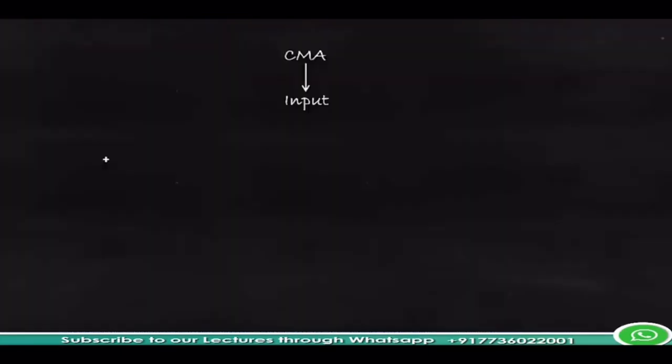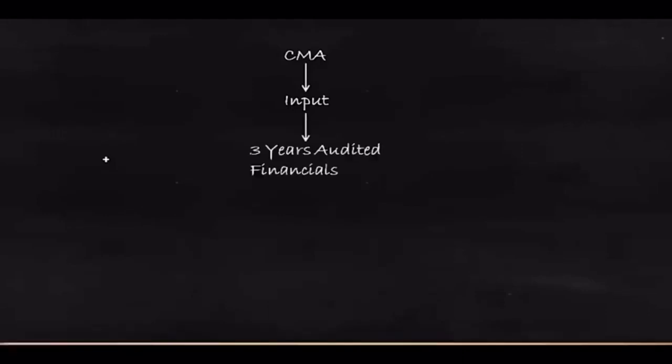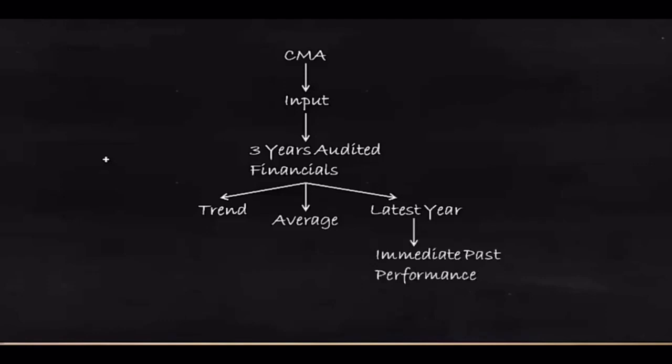So in CMA we have to give input that is basically for past as well as for future. When you give input for the past 3 years audited financials, you are facilitating, number one, understanding the trend of the company, how the company has moved in the past 3 years, and you can also get the average performance of the company, and you will also get to know the latest year or immediate past performance of the company.